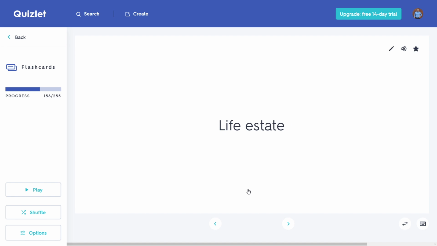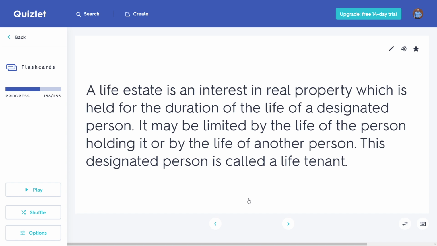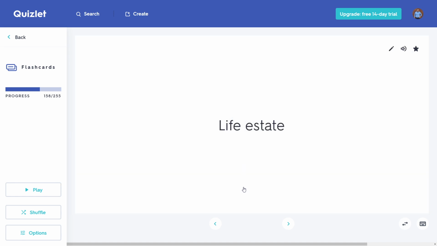Life estate. So think this one over. Going to give you guys an opportunity to just come up with the answer here. Okay, so what are we doing here? Life estates? Perfect. Okay, so when we're talking about life estates, what are we talking about? Well, we are talking about an estate that is an interest in real property held for the duration of the life of a designated person. So that's where it gets the name of life estate, because it's the duration of the life of a designated person. Now, it may be limited by the life of the person holding it or by the life of another person. This designated person is called a life tenant. So, super important term that you guys definitely need to be familiar with if you aren't already.